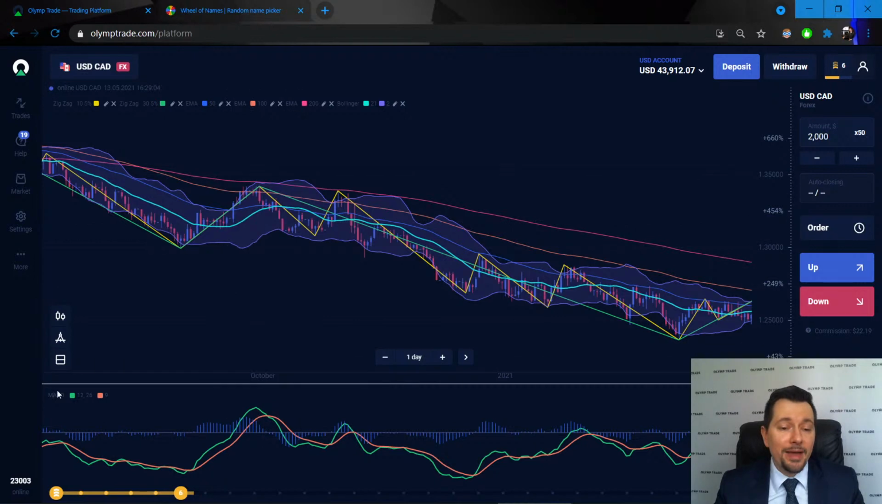Another signal from the MACD, guys, before we move on to another one, is a cross of the zero line. So here we have in the middle the zero line, which the histogram kind of moves around.